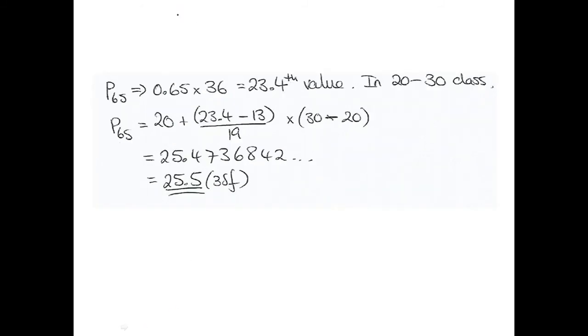P65, so the 65th percentile, so 65 hundredths of the way up the data. So we do a very similar calculation to before, and we get our number we're looking for, and again then all the calculations are similar to before. If you are struggling with this method, I would recommend looking at the line method.